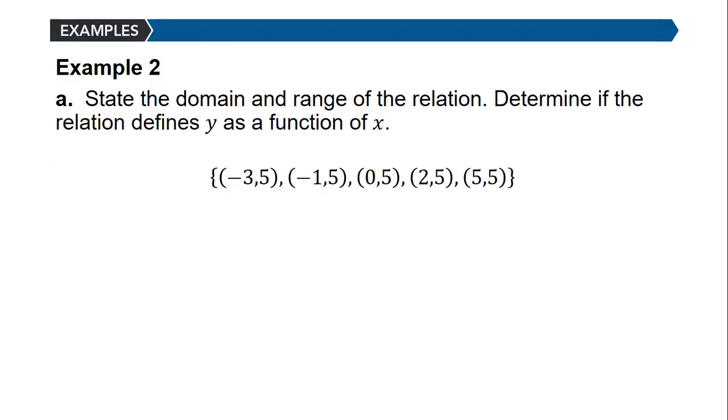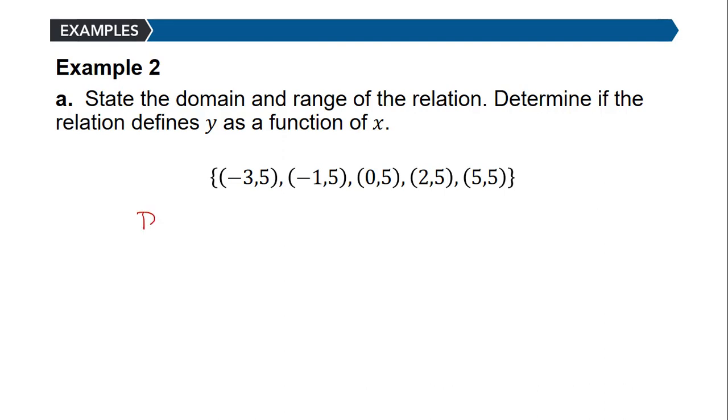What we'll do now is look at a relation and determine if it is a function. That is, is y a function of x? So if y is a function of x, for every input of x, I should have only one output value. So I have this relation given, and I want to state the domain and range of it, and then I want to determine if the relation is a function. The set of ordered pairs that I'm given is (-3, 5), (-1, 5), (0, 5), (2, 5), and (5, 5).